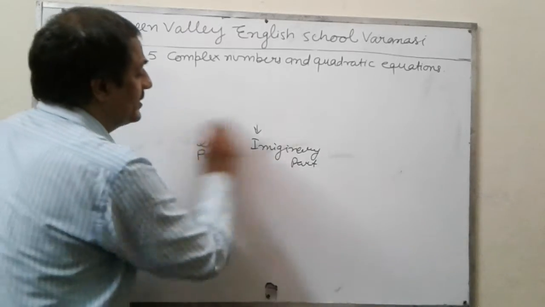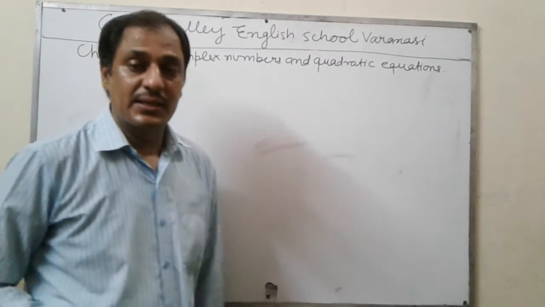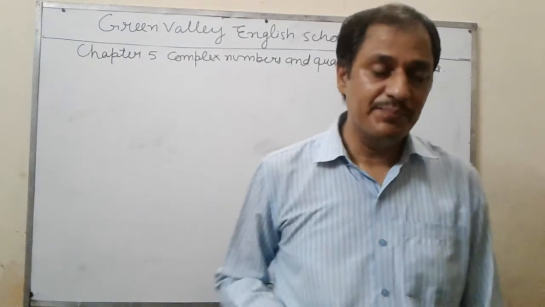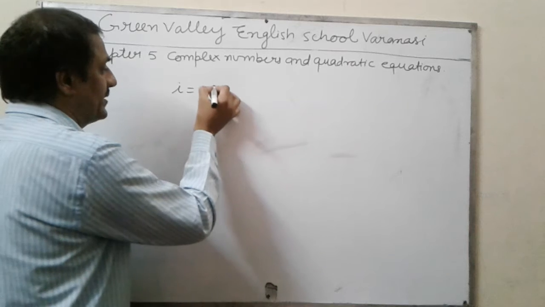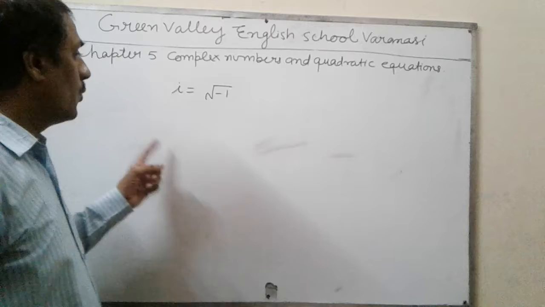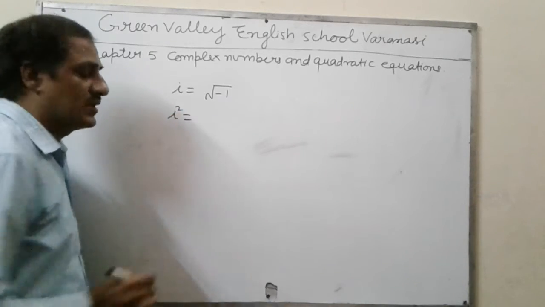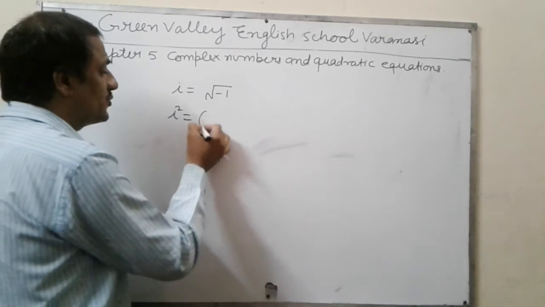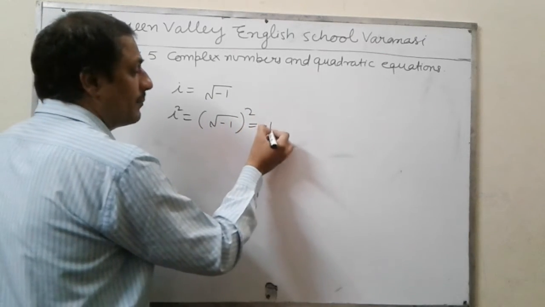So in the next part we are going to explain the value of i square, i cube, i power 4 and so on. If i is equal to under root minus 1, children, can you tell me what will be the value of i square? If i is equal to this, then i square is equal to the square of root minus 1. It will become minus 1.